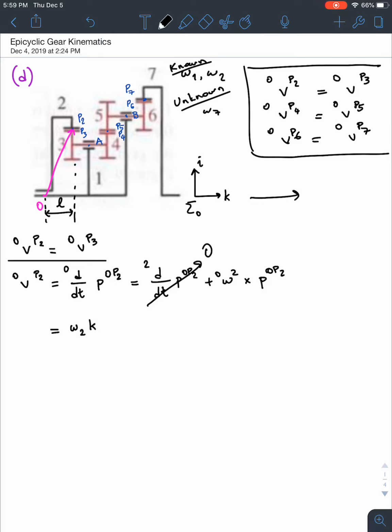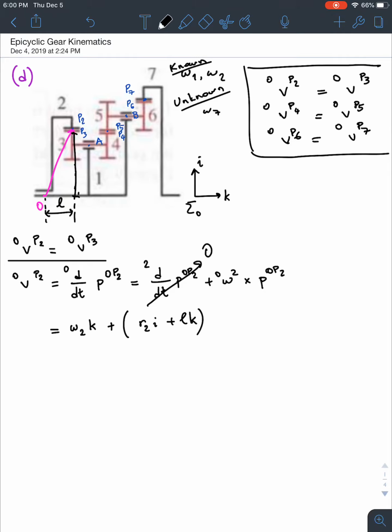It's in the k direction, right? What is the vector that goes from O to P2? Well, I'm going to write it and then explain it. So that vector is R2 minus R3 in the I direction plus some number L in the K direction. Okay, so look at this one. In the I direction I have this distance, right? That distance is what? Sorry, it's not R2 minus R3. My bad. It is just R2 in the I direction and L in the K direction.